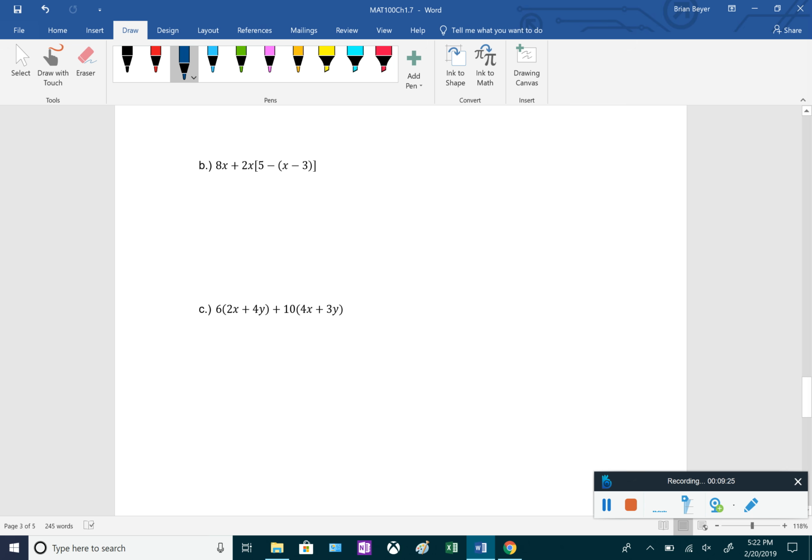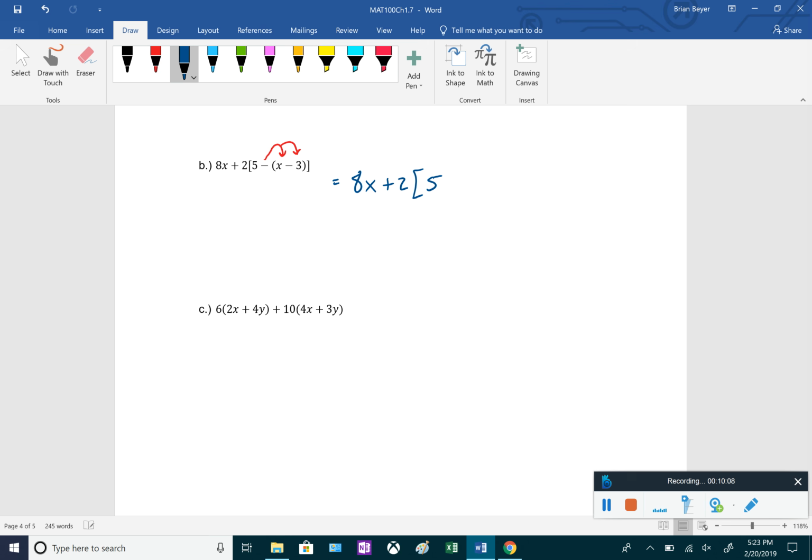Next one, we have 8x plus, I'm going to get rid of this x, that's actually not supposed to be there. We have 8x plus 2 times 5 minus x minus 3. So, order of operations, I'm going to go inside the brackets. Remember, brackets are just parentheses, but we use them when we already have parentheses, when we have parentheses inside parentheses. So inside the bracket, we have 5 minus, and then x minus 3. I'm going to distribute this negative 1. It says negative, but remember it's technically a negative 1. So distributing that and writing everything else.